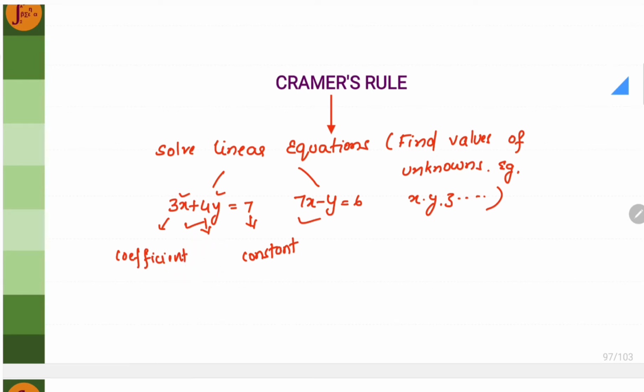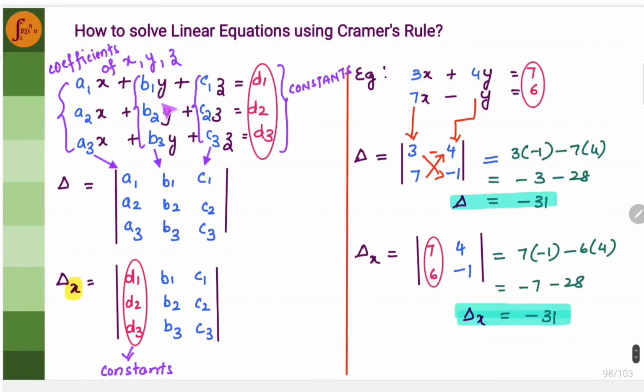There are multiple methods to solve linear equations. One of them is Cramer's rule. Let's go through the steps as to how to use this particular rule to solve these equations. So, assume that these are three linear equations, right, where a1, a2, a3 are coefficients of x. Coefficients means they are numbers adjacent to x, such as 2x, 3x. So, for example here, 3 and 7 are coefficients of x. They are numbers next to the unknown variable.